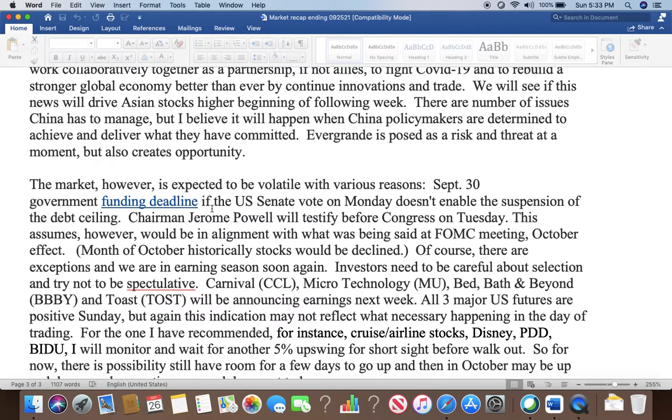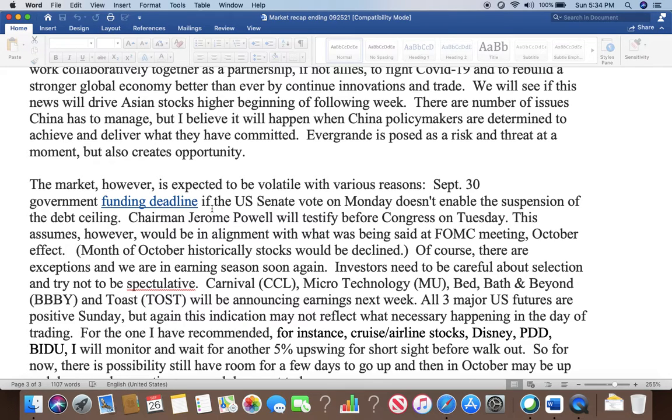There are a number of issues China has to manage, but I believe it will happen eventually when China's policymakers are determined to achieve and deliver what they've committed. So the 8% GDP for the year, it will probably still stay there, with only a few more months to go. On Evergrande, Chairman Xi Jinping already came out and talked about what he has in mind to make sure this is followed through.